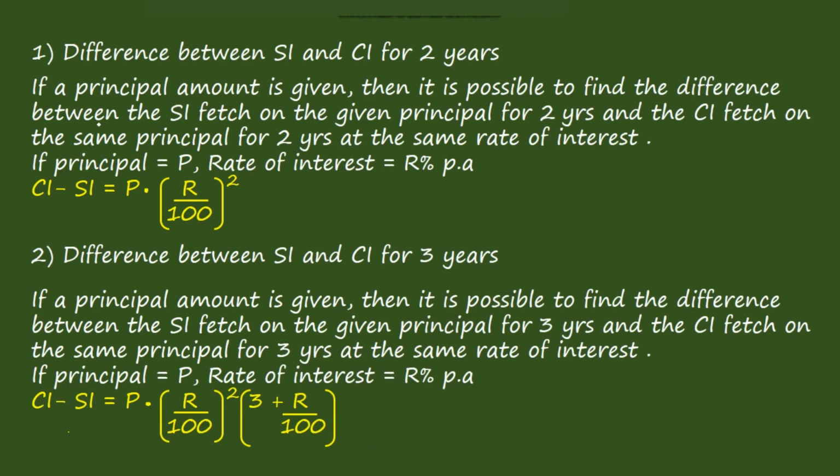Coming to the difference between simple interest and composite interest for 2 years. If there is an amount given with the same rate of interest, then composite interest minus simple interest is equal to P into (R by 100) whole square. And for 3 years, same amount with the same rate of interest, the formula is P into (R by 100) whole square into (3 plus R by 100). This is a basic thing you have to remember to solve any type of difference between simple interest and composite interest. Let us start with the problems now.